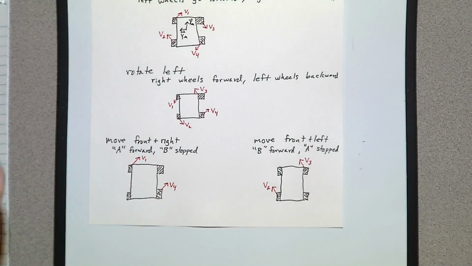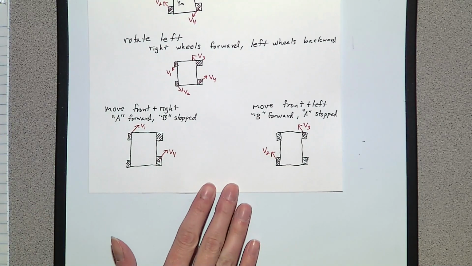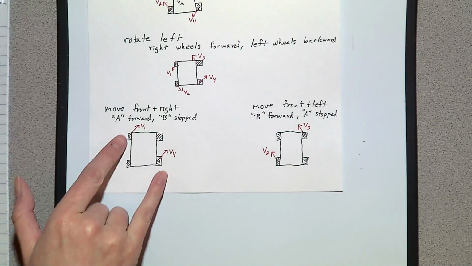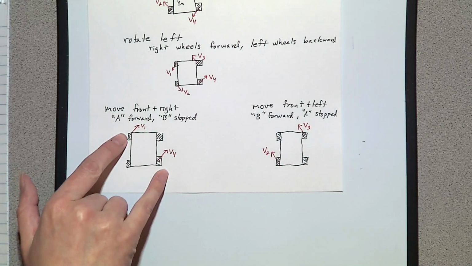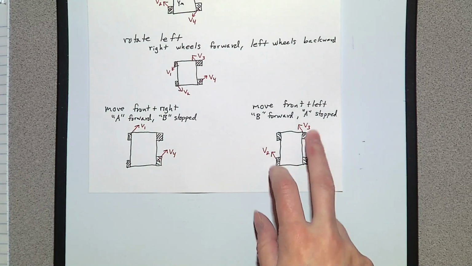And then similar kind of idea if you want to move backwards. So if you wanted to move back left, then you would apply the backwards velocity to A. If you wanted to move back and right, then you would apply the backward velocities to B.